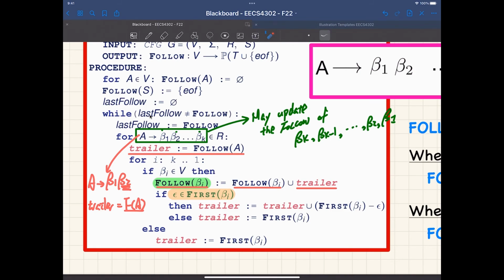But my advice would be, unless I ask you a very specific question about the trailer, in which case you have to look at the algorithm, otherwise try to compute the follow set in a way consistent with how I traced the algorithm, since I didn't really look at the code in class. I think that'll be easier for you.